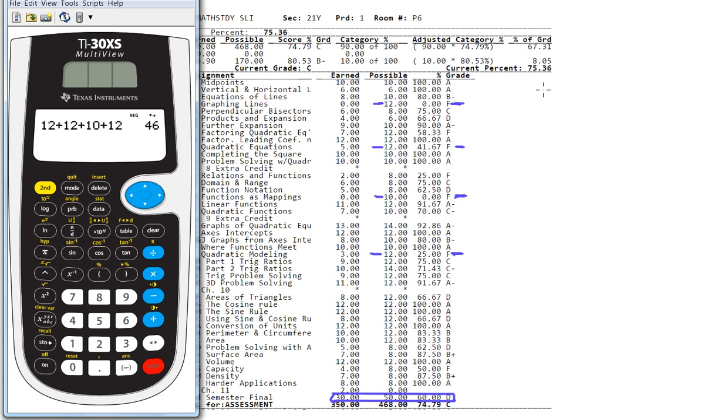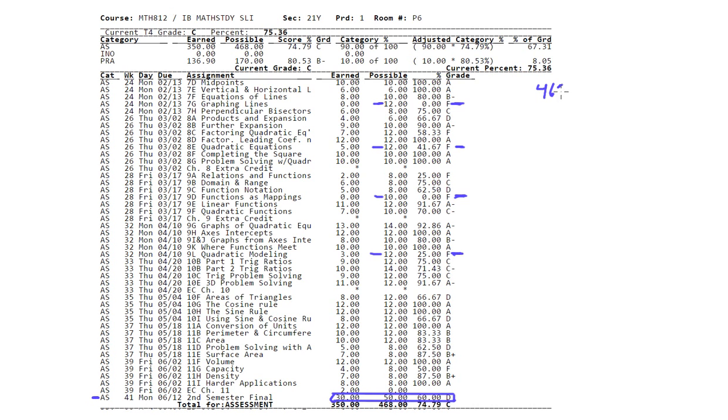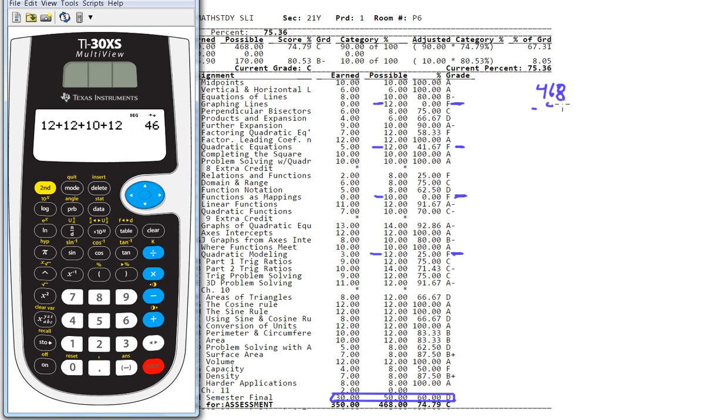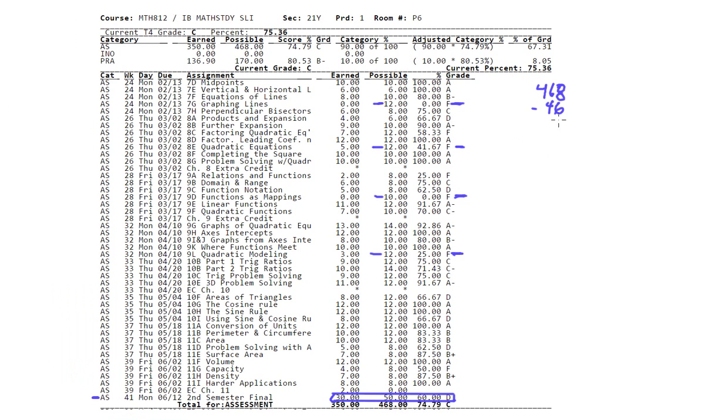So what we're going to do is take our 468 and subtract our 46. You do that, and we're now at 422, but of course if you take that off, you also have to take out the points that you earned. So that'll be 0 plus 5 plus 0 plus 3 for a total of 8.